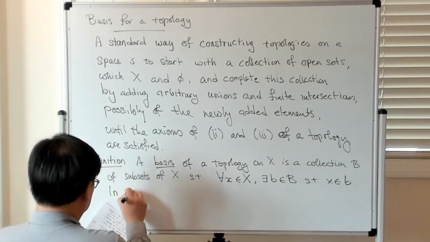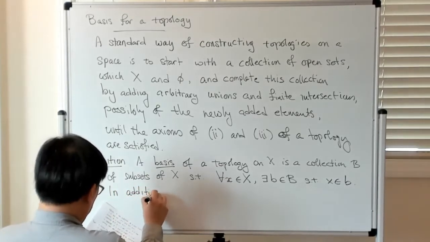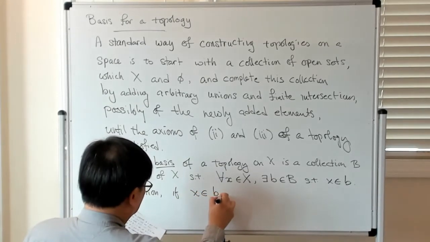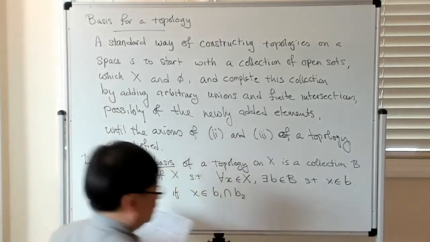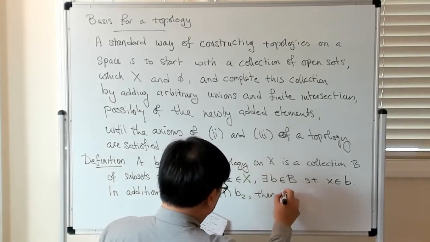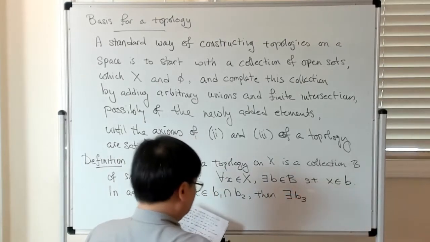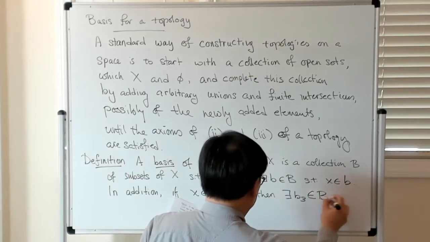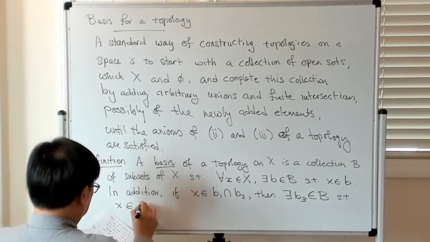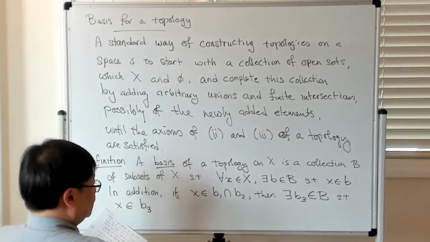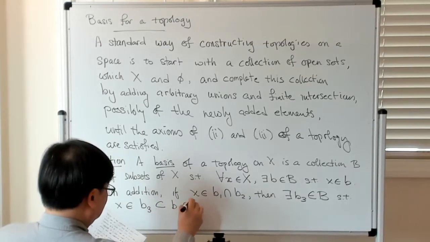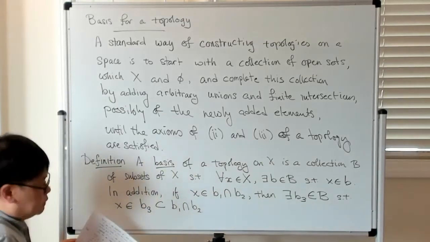In addition, there is also the property that if X is in the intersection of two of these basis elements, then there has to be some other basis element in the basis set such that X is in this additional basis set, which is contained in the intersection of the two basis elements.